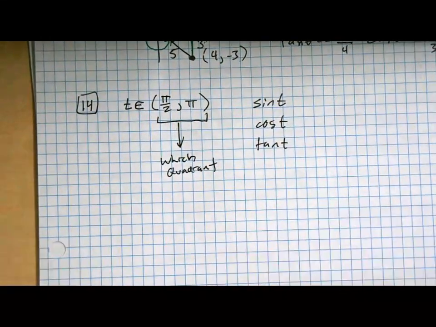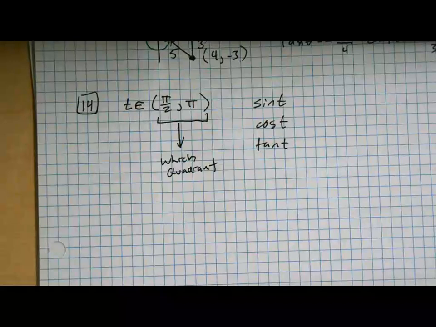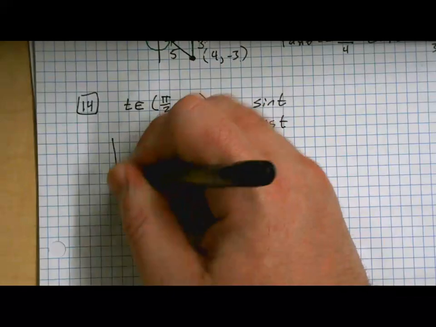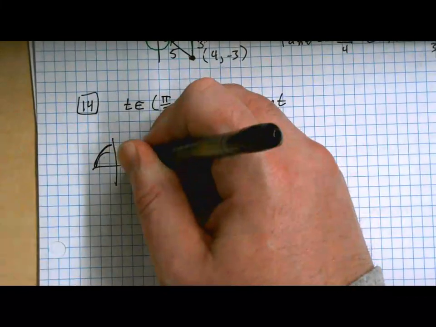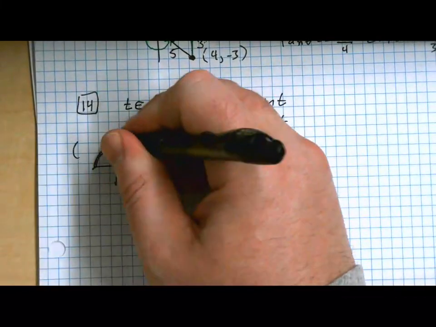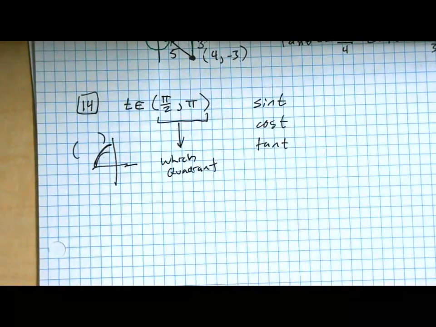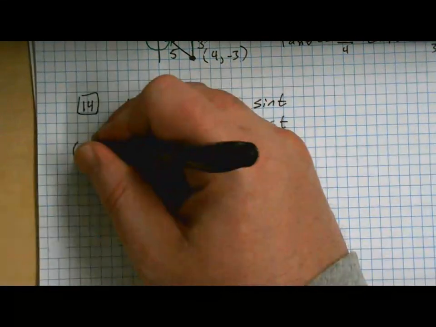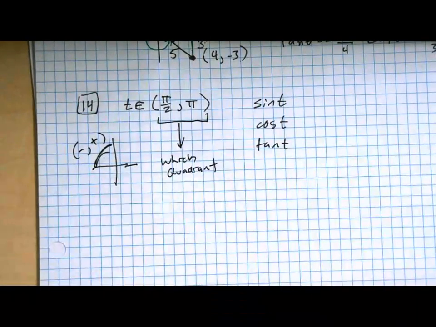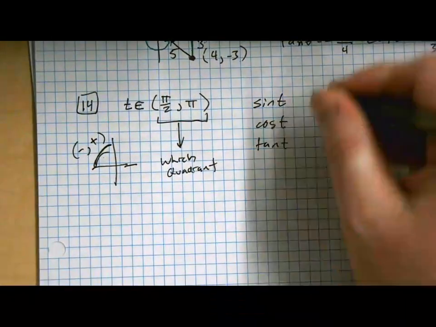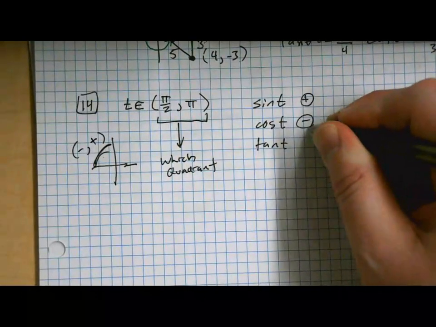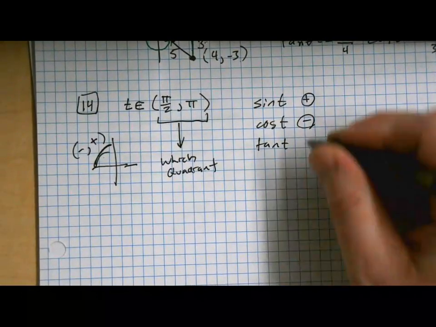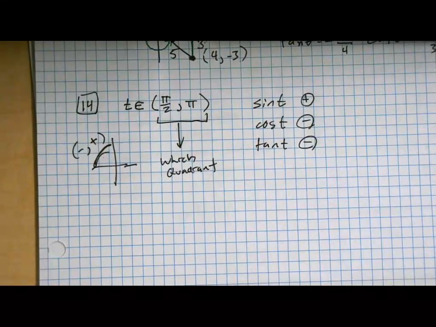So if you're familiar with pi over 2, that's 90 degrees. Pi is 180. From 90 to 180, we're talking about quadrant 2. We're talking over here. And what do we know about points in quadrant 2? Negative cosine, positive sine. So sine's positive, cosine's negative, tangent's sine over cosine, which ends up being negative also.